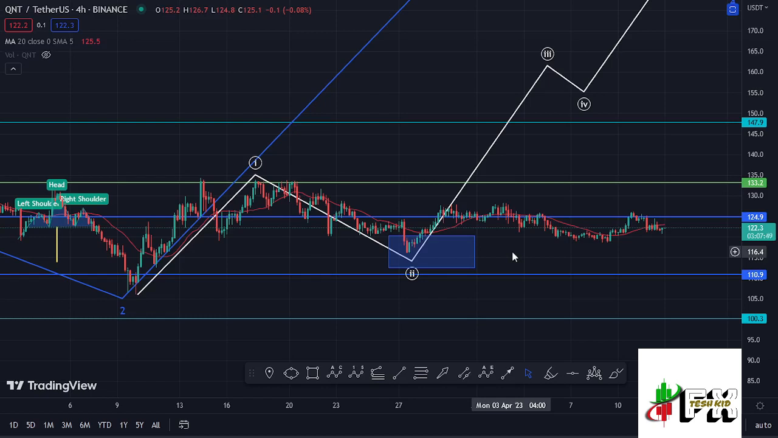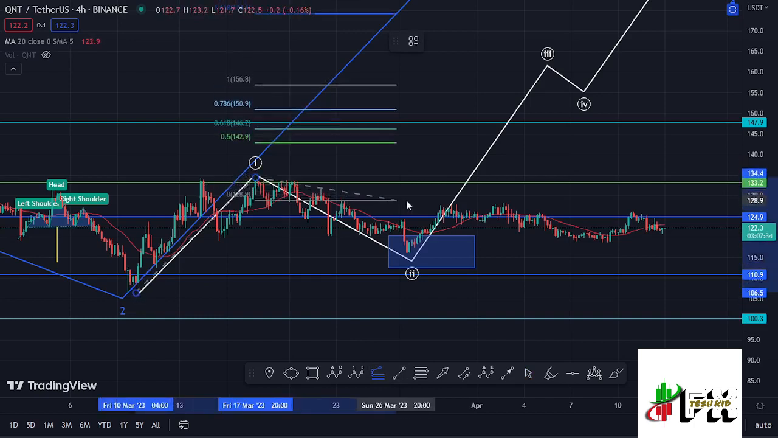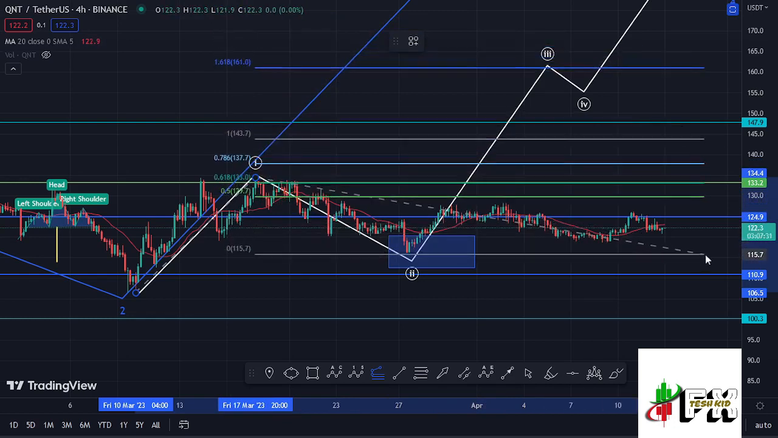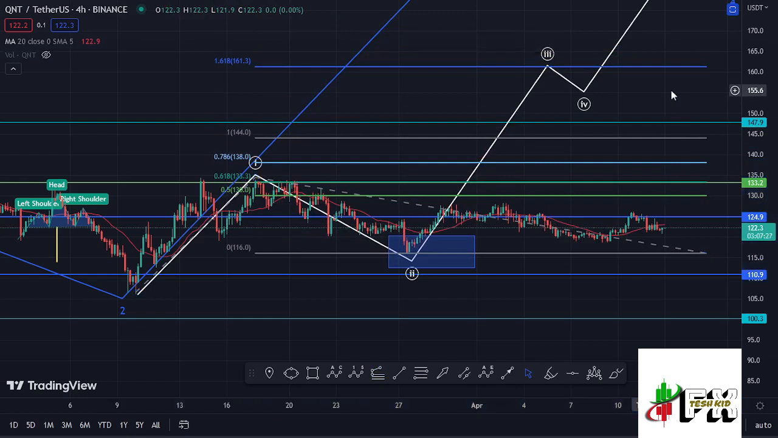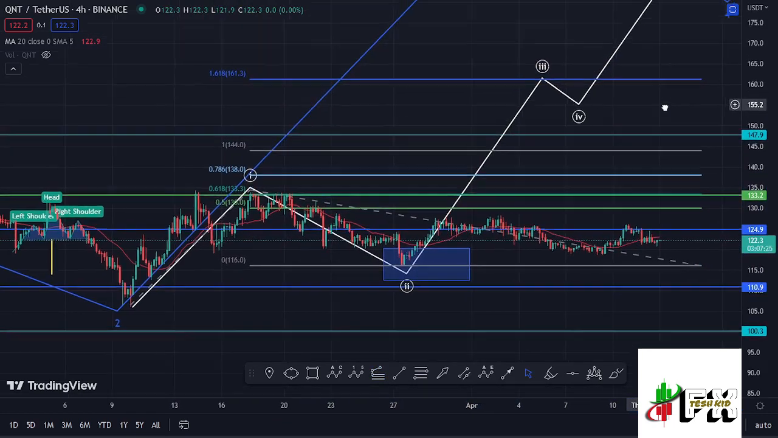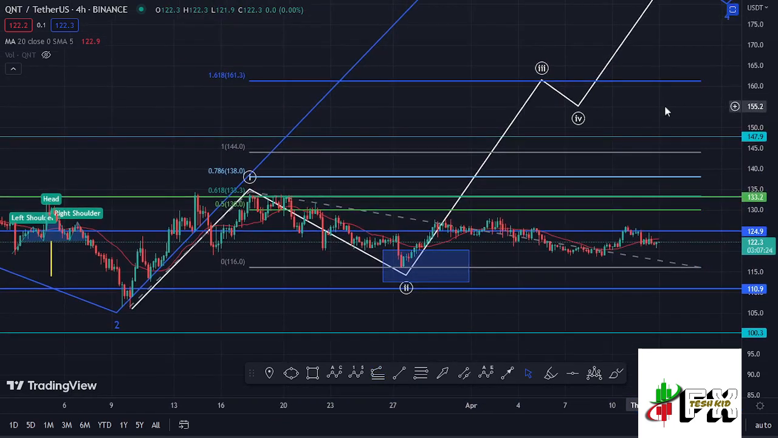And allow me to first give you my target area to the upside in the formation of that wave 3, by connecting the trend-based Fibonacci from the low of the first wave to the high of that wave 1, then dragging the fibs to the low of the second wave. That now gives me a target area in the formation of that wave 3 at the fib level 1.618, and that is at around the $161.3 mark. And that is the minimum that we can expect Quant to do here on the short-term scenarios.